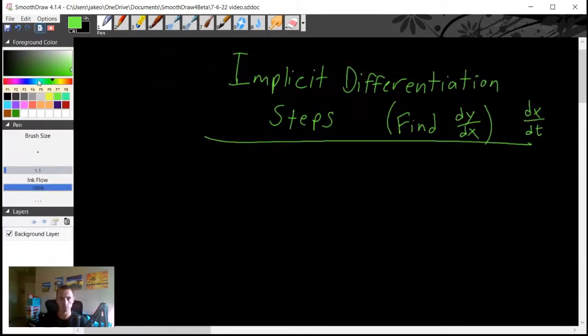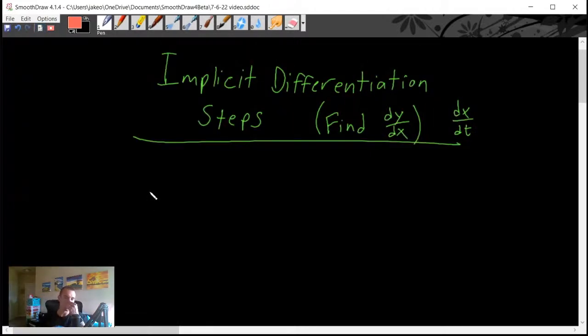In terms of the actual steps, the first thing you want to do is look at the problem that you're given. First of all, figure out what your function is and what your variable is. So determine your variable and your function.